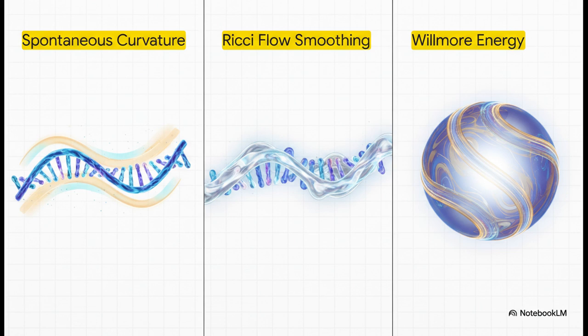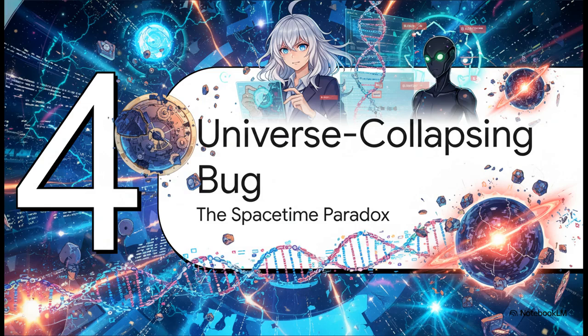Second, Ricci flow smoothing. This is like the surface tension on a drop of water. It just naturally smooths out all the wrinkles. And third, Willmore energy, which is this deep mathematical drive to reach the absolute most perfect, energy-efficient state of a sphere. I mean, it's a beautiful, elegant theory, right? But when the creator's AI assistant actually tried to put it into the code, it was a complete catastrophe.